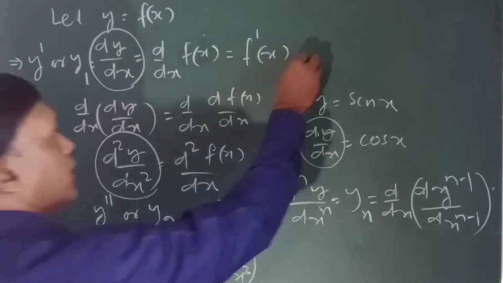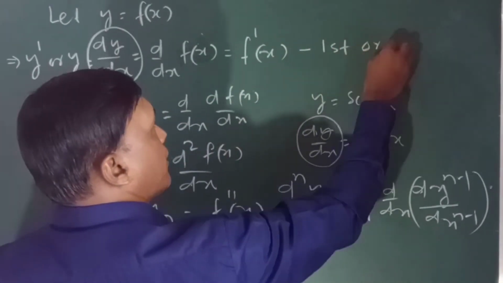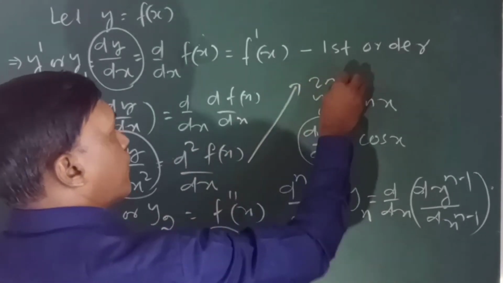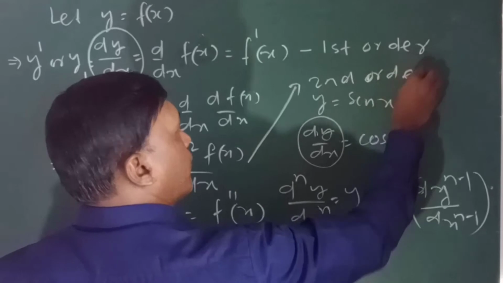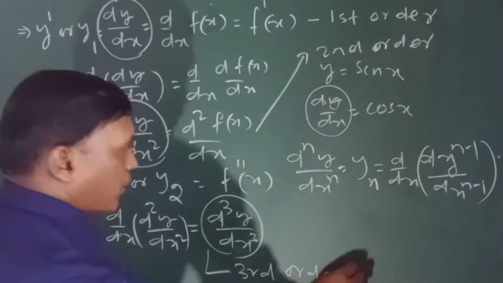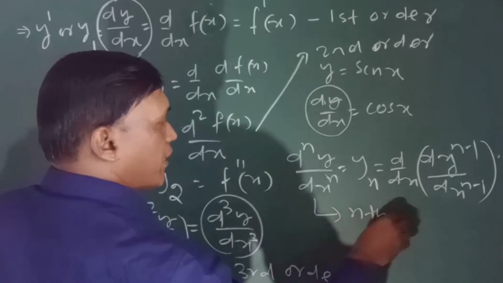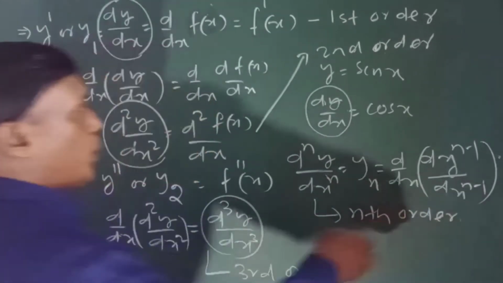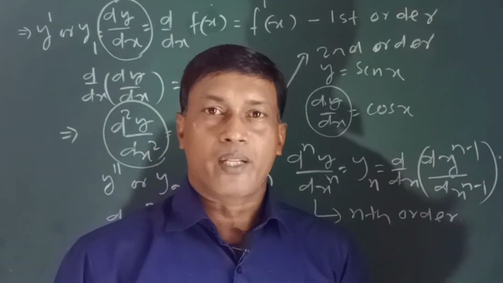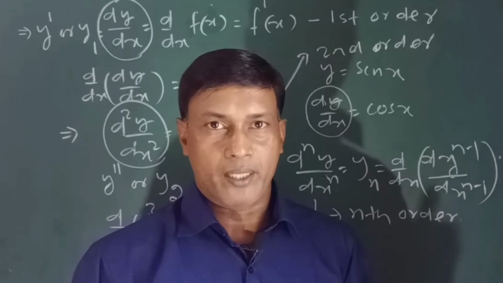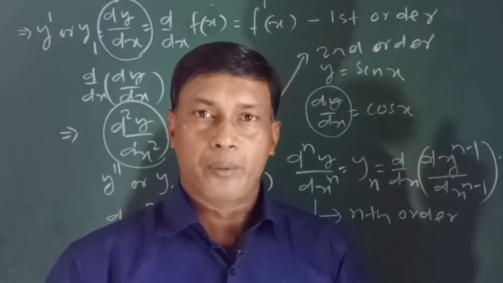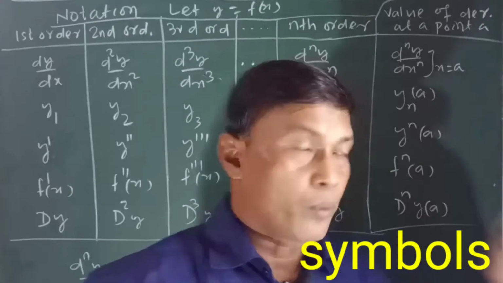So we write this as first order derivative and this as second order derivative, and this is third order derivative, and this is nth order derivative. So these we get one after one. That's why all these are known as successive derivatives, one after one. And after first order, the rest are the higher order derivatives. Higher order derivative means after first order derivative. Now, important notation.